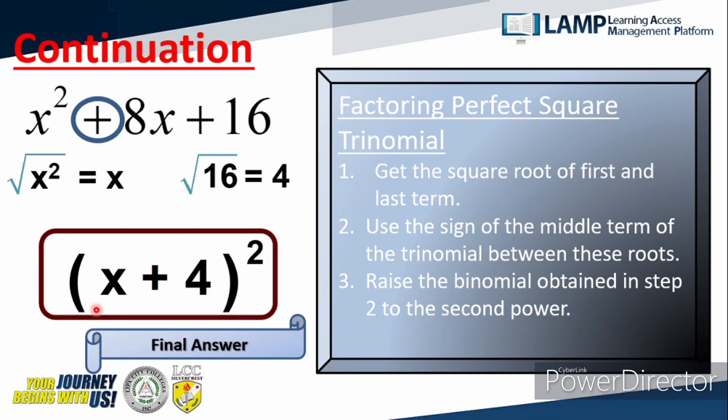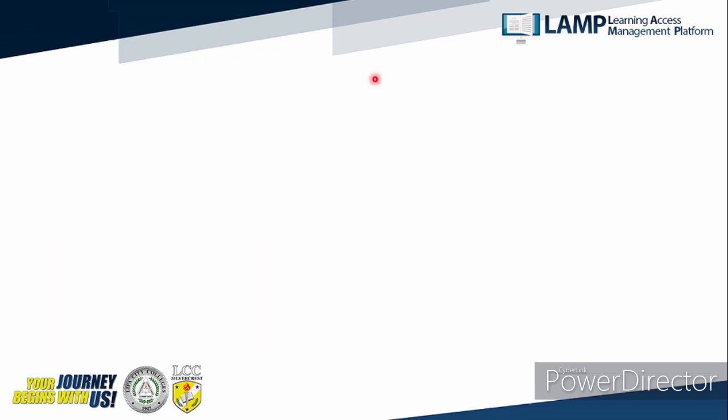Therefore, the factor of x squared plus 8x plus 16 is the quantity of x plus 4 squared. So from that, remember that we have steps in factoring a perfect square trinomial. Let's try another example.